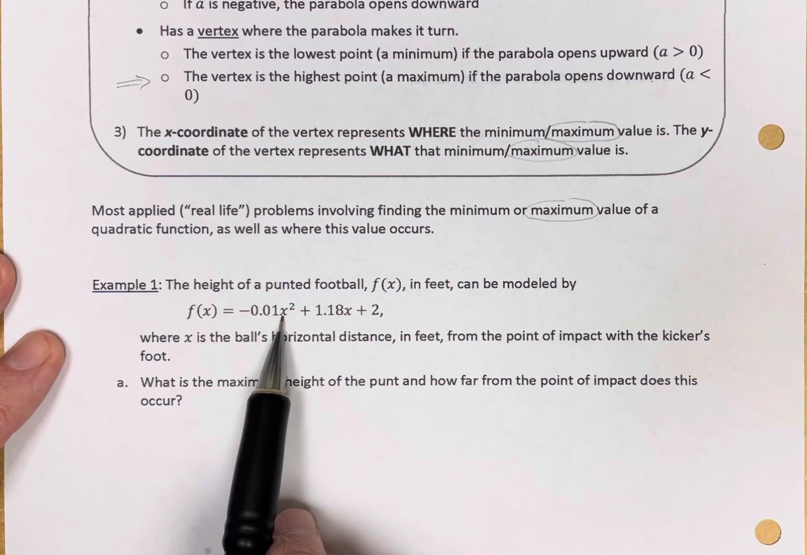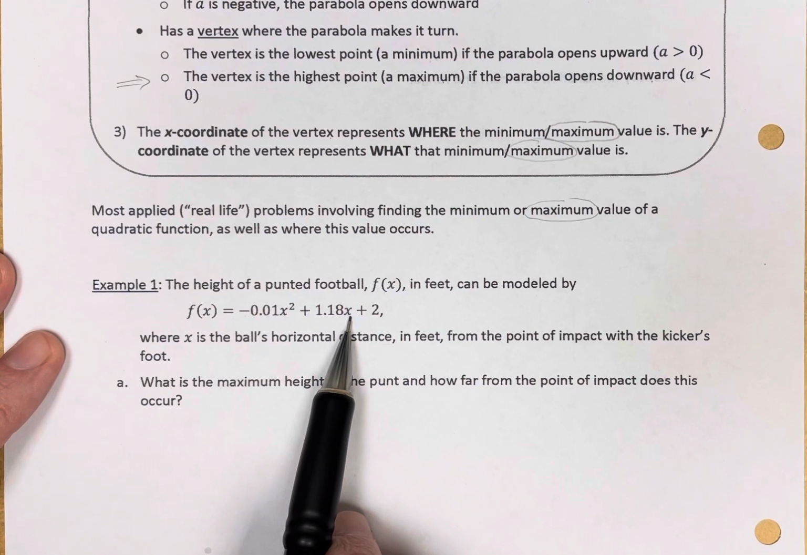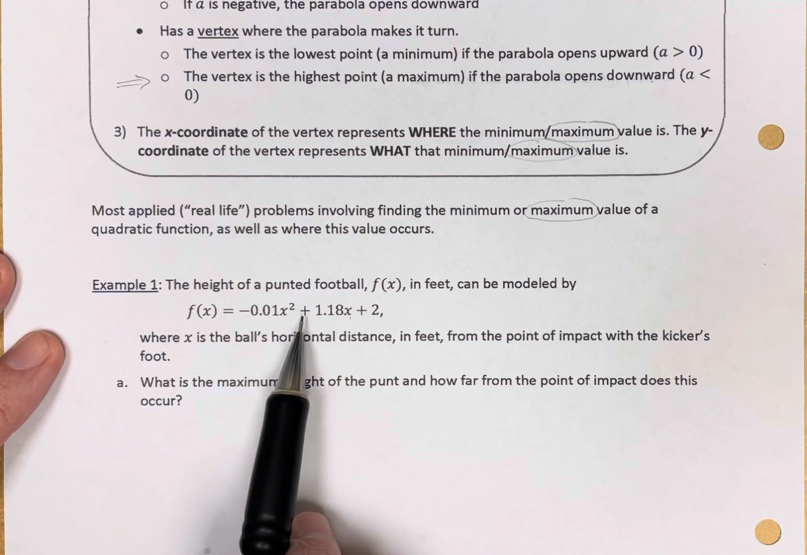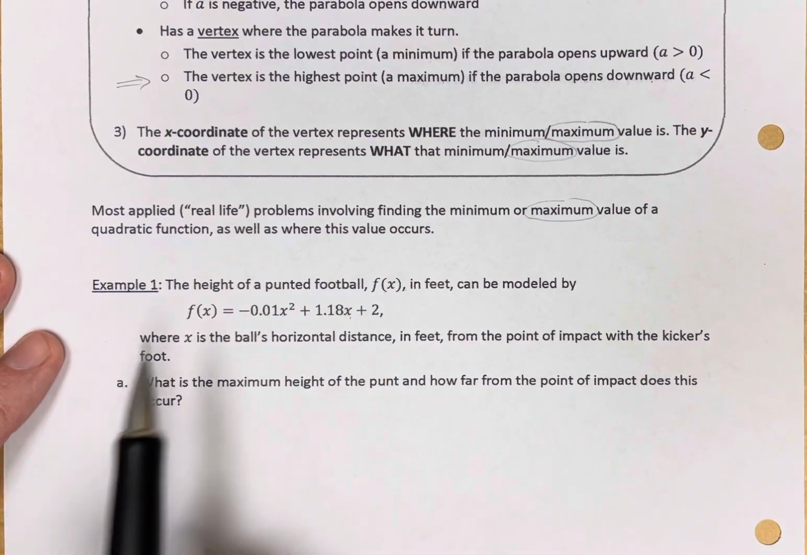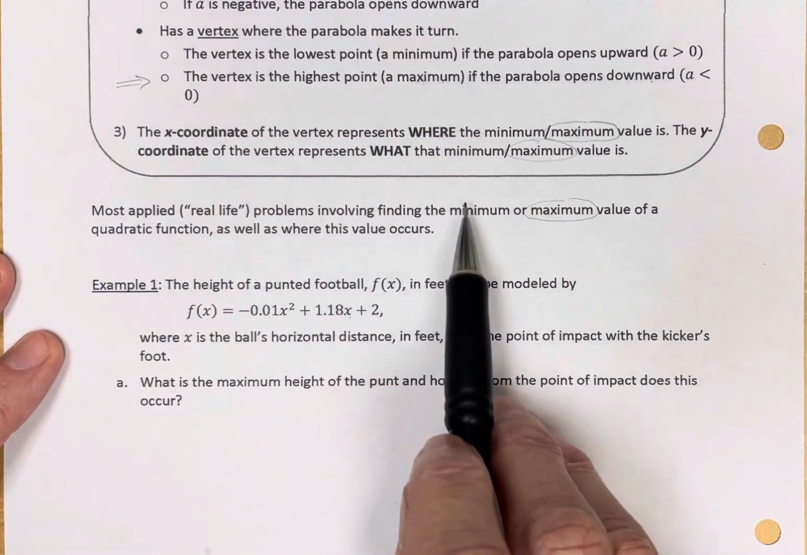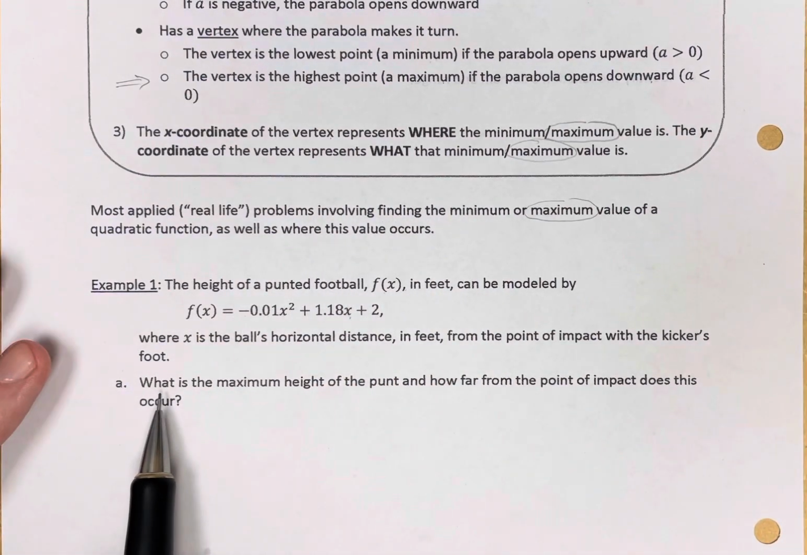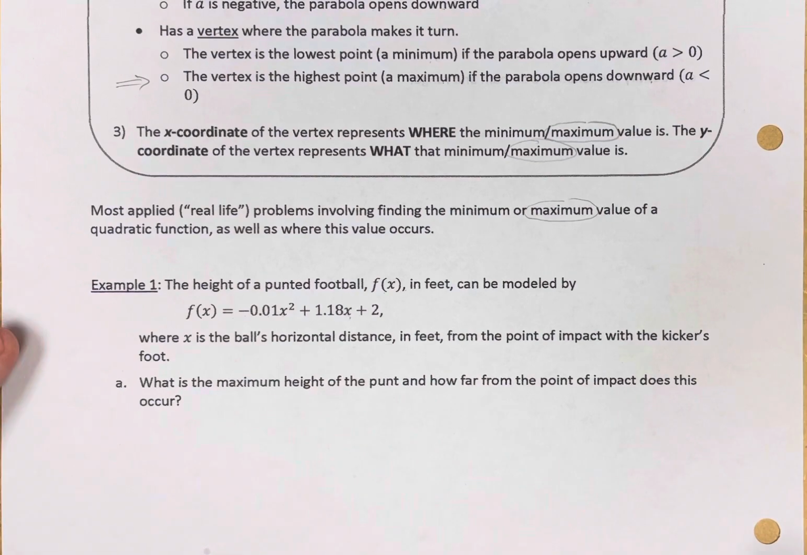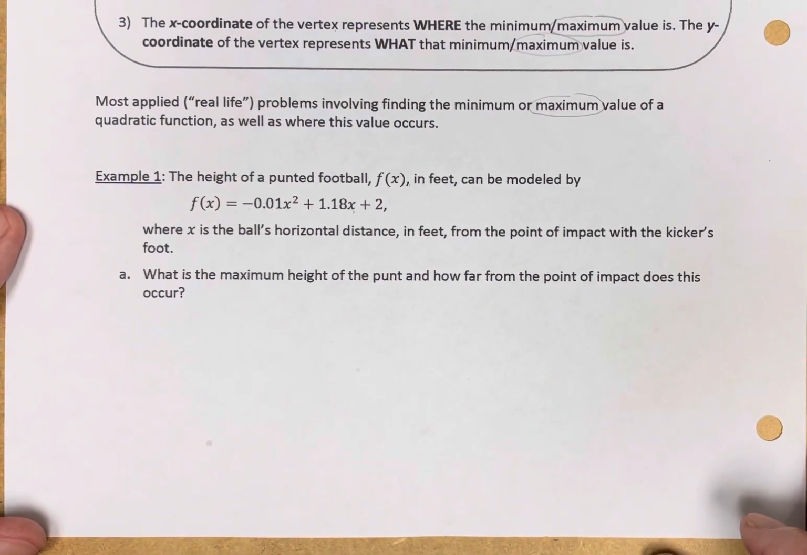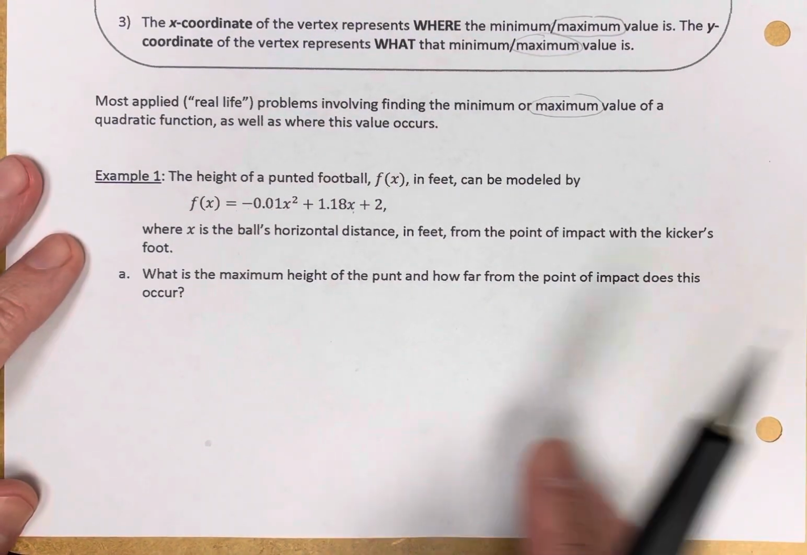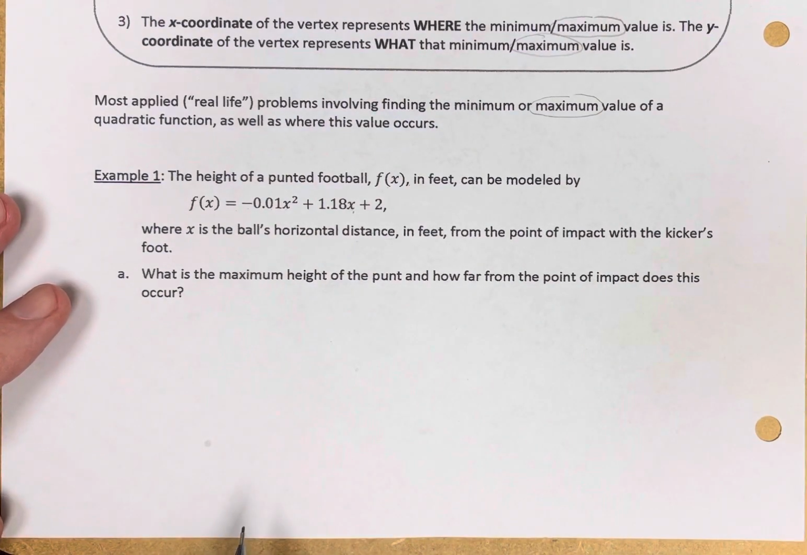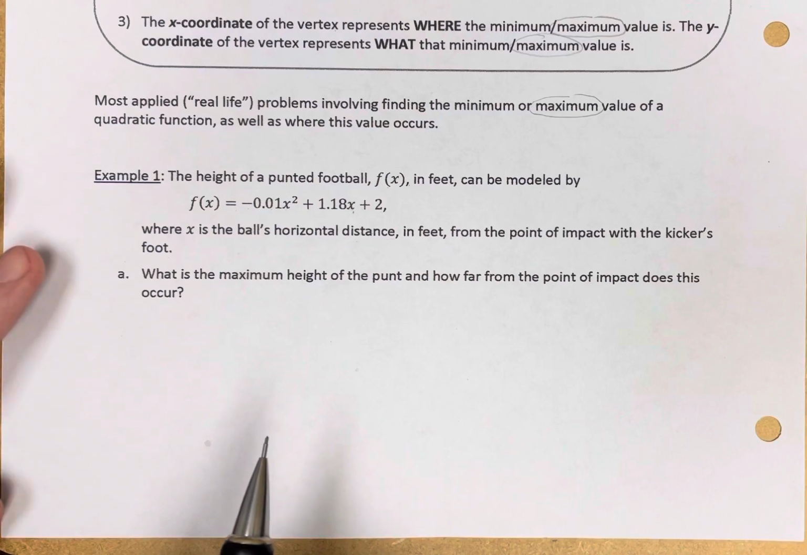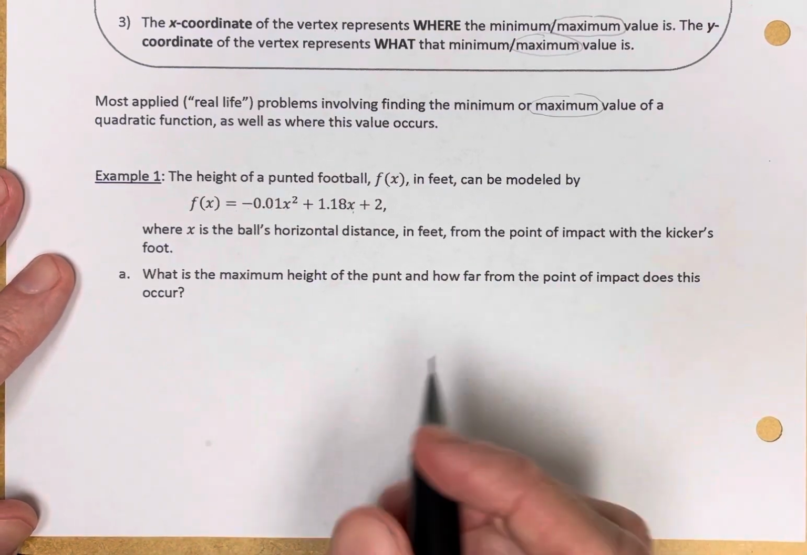So x is the horizontal distance, which of course when it gets kicked is 0. When it's on the foot, we're at 0. F of x is how high the ball goes as it goes out horizontally. So what's the maximum height of the punt? You want to write kind of small here if you can. There's not a ton of space. Just for those who have big handwriting, you might want to be a little bit smaller if you can.